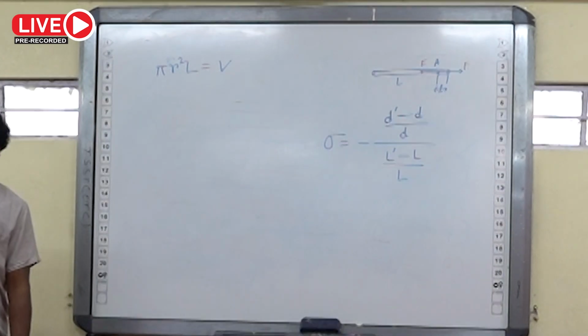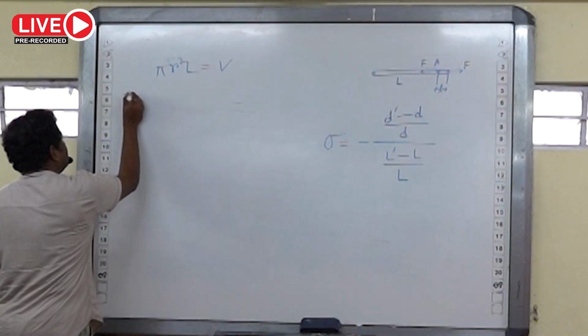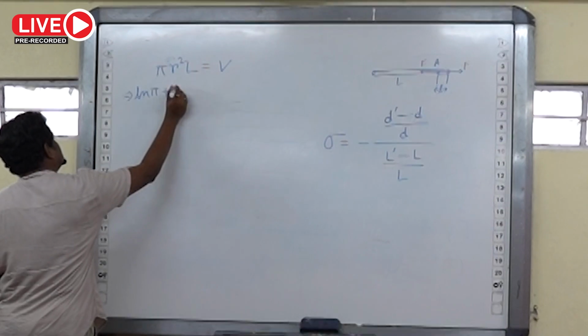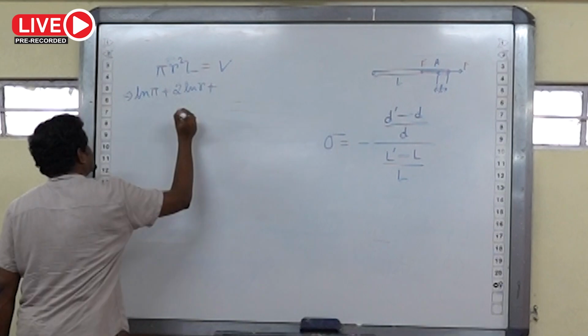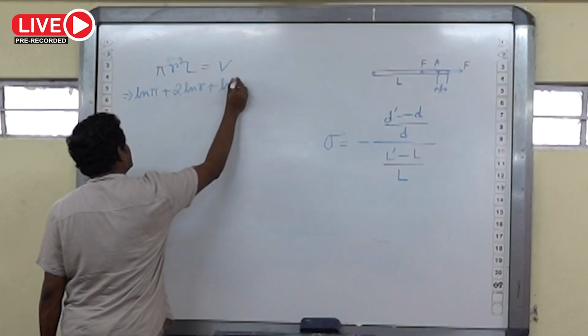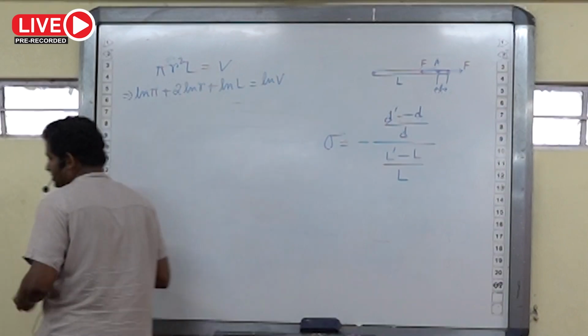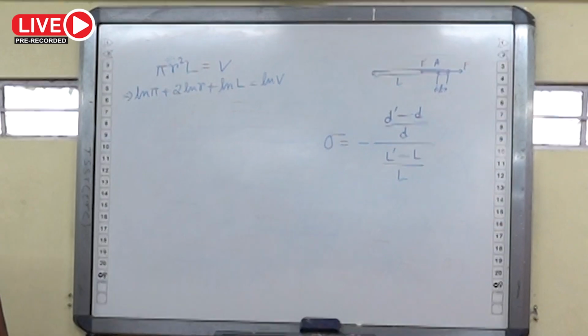Take logarithm on both sides. It will be log pi plus 2 log r plus log L equal to log V. Differentiate both sides.